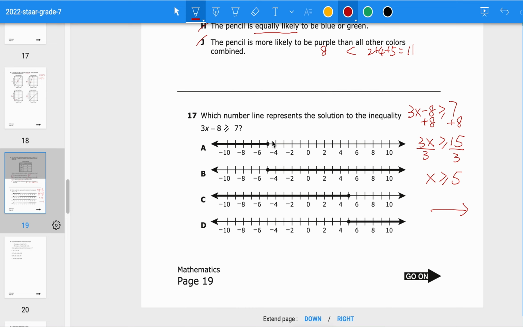So let's see among all of these. This one is negative 5, which is not right. This is also negative 5, which is also not right. This one is 5, but it goes to the left side, which means it's smaller. That's not right. And this one is 5, and it's solid, closed, and it goes to the right. So D is correct.